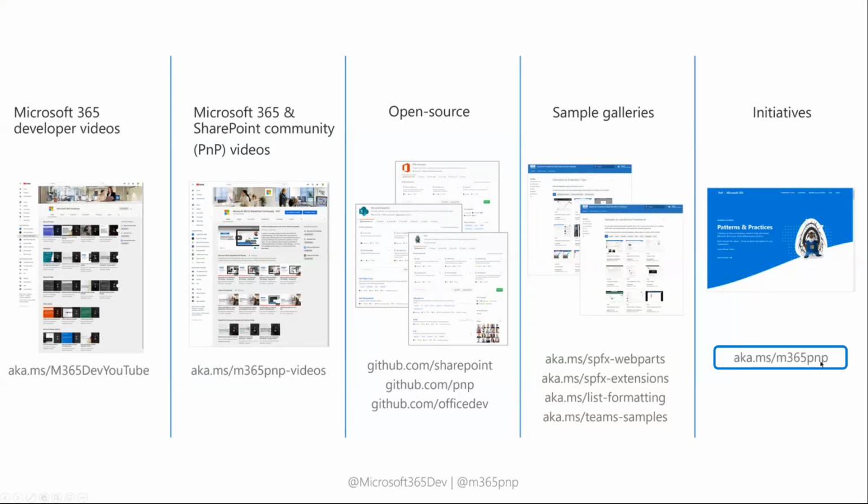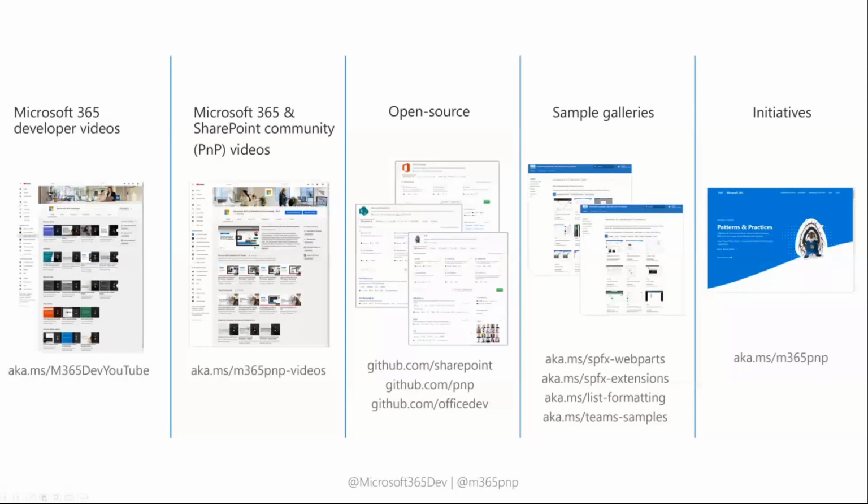And finally, our initiatives, which is a really cool site. If you go to aka.ms/m365pnp, you will get a really nice overview of what is PnP. Not everyone in this call has seen these presentations before. So for the new guys, if you want to learn what is PnP, what other initiatives, what open source projects, what meetings are there, then definitely go over to aka.ms/m365pnp and you get a really nice overview.